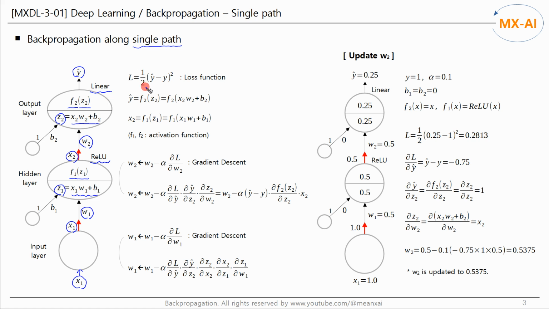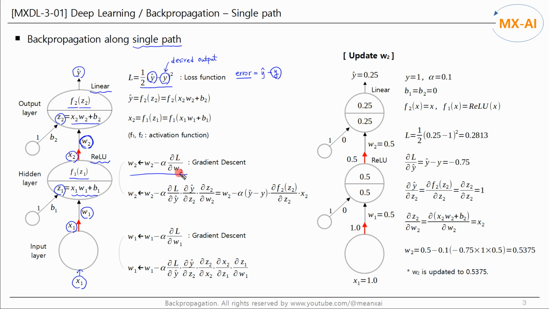Let's use mean squared error as the loss function. Y hat is the output value of the neural network. And Y is the desired output value. Since Y is known, it is easy to find the error by Y hat minus Y in the output layer. First, let's update W2, the weight of the output layer. We can update W2 using gradient descent like this.